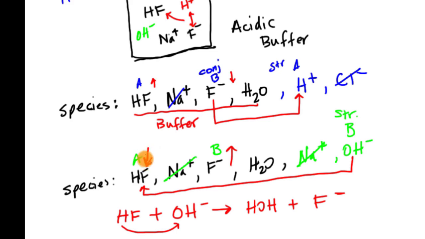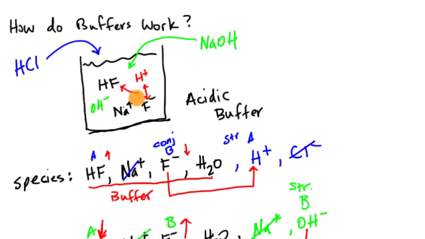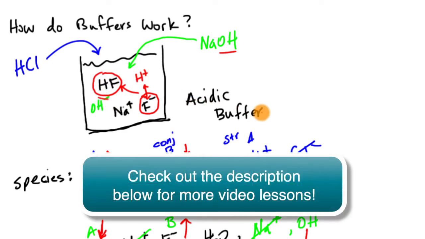And this is the concept of buffers. What they do is they have a balance between an acid and a base. That's the whole idea: I have an acid in my solution and I have a base. The acid is in there to absorb any base that's added, and my conjugate base is in there to absorb any acid that's added into the system. And that's essentially how an acidic buffer works.